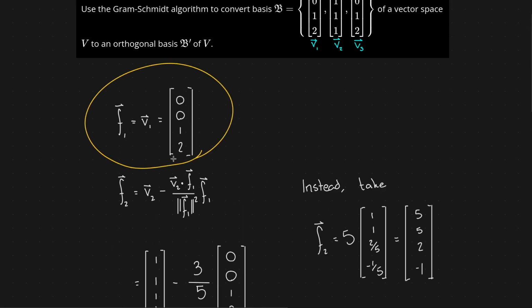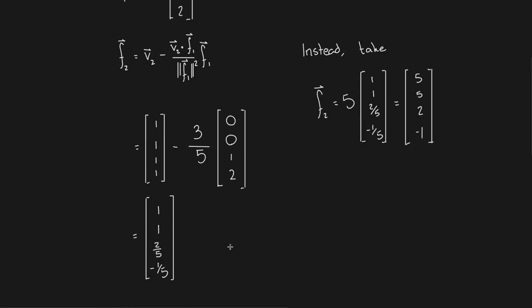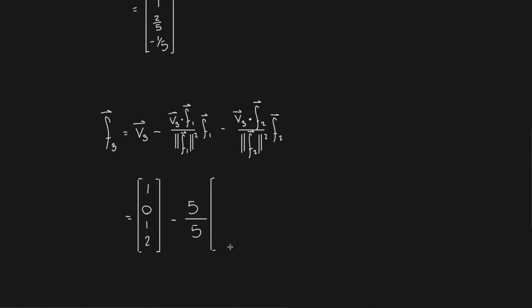So here's F1. The norm of F1 is 0 plus 0 plus 1 plus 4, adding the squares of the components. So that's 5. Square root of 5 squared is 5. So norm of F1 squared is 5. Times vector F1, which was 0, 0, 1, 2. Okay, that's nice. Now I need to do the same thing here.